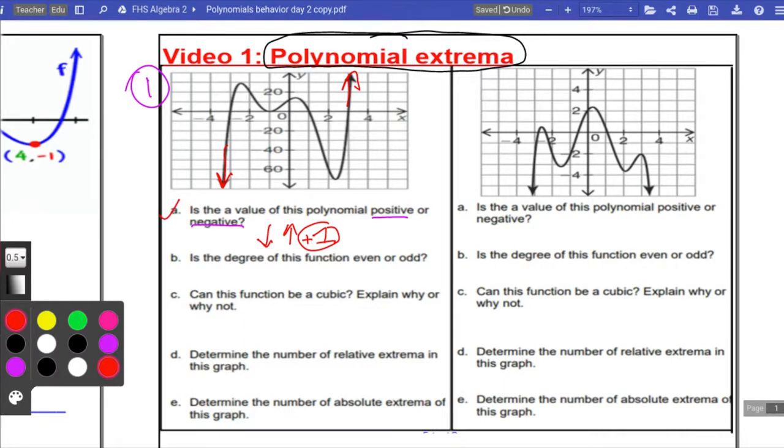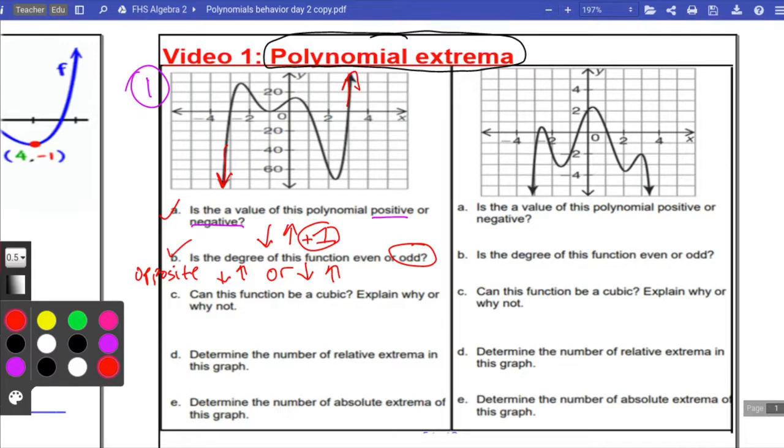B says, is the degree of this function even or odd? It has to be odd. How do we know it's odd? Because there is a bottom and there is a top. That has to be odd. Or it would have been top, bottom. Just as long as they're opposite. If they're opposite arrows, then you have to have an odd degree. So B is a check.